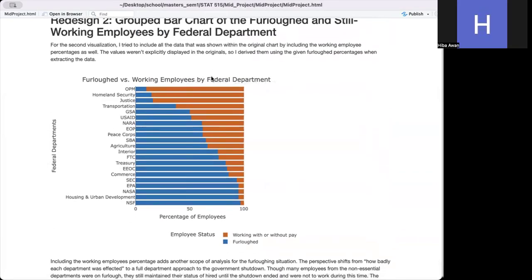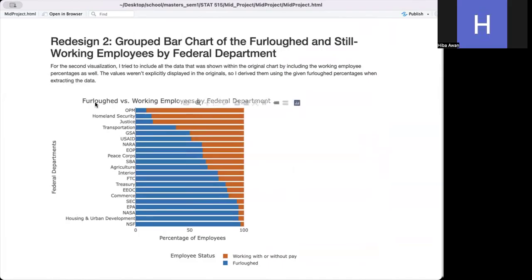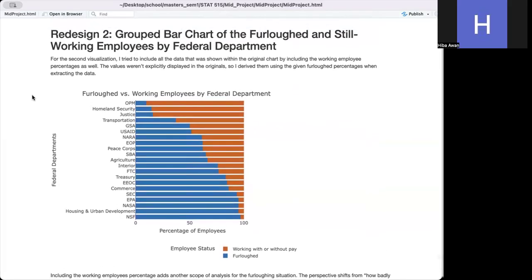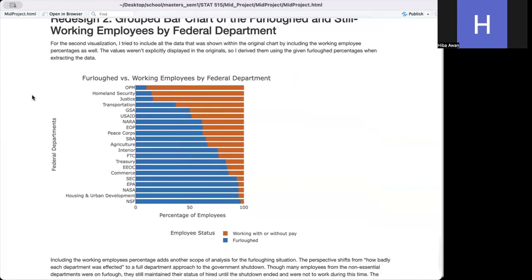And then for my second redesign, I did a grouped bar chart. This one includes both the furlough rates and the working employee rates by department once again. I feel that this visualization gives a different approach, because the first one was focusing just on furlough rates and how employees from certain departments are suffering, or are at least uncertain about where their career is heading with the shutdown.